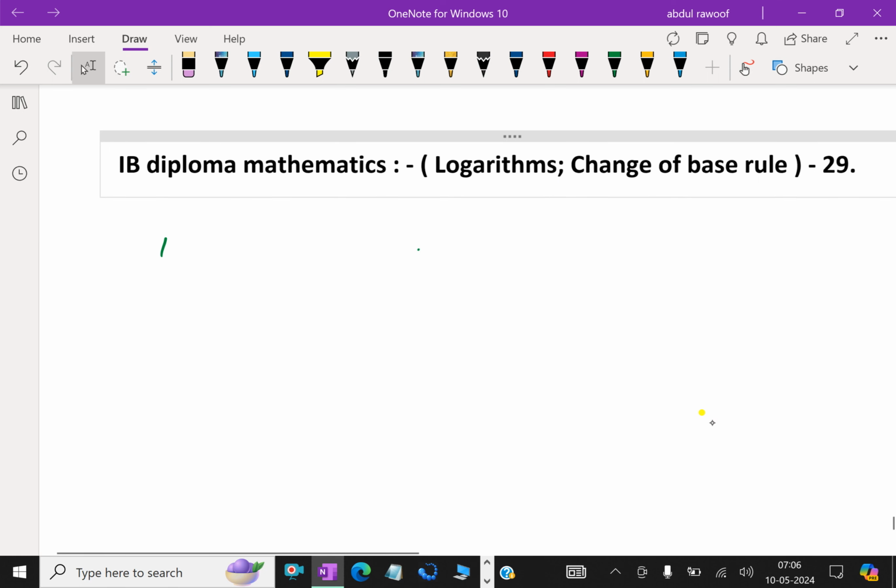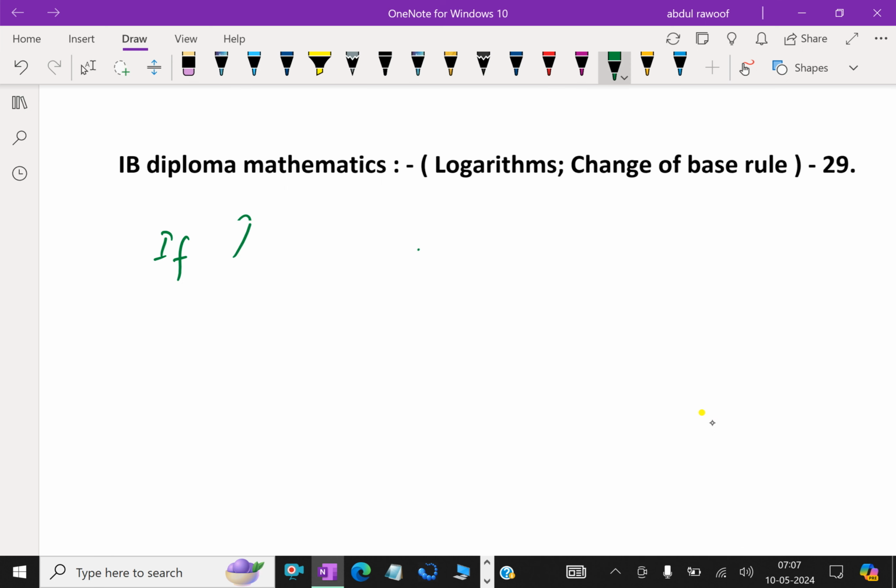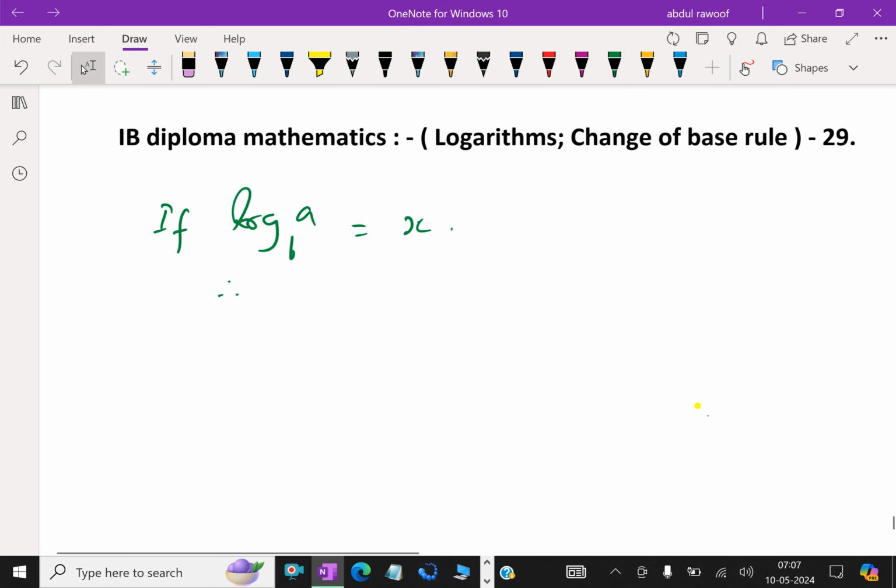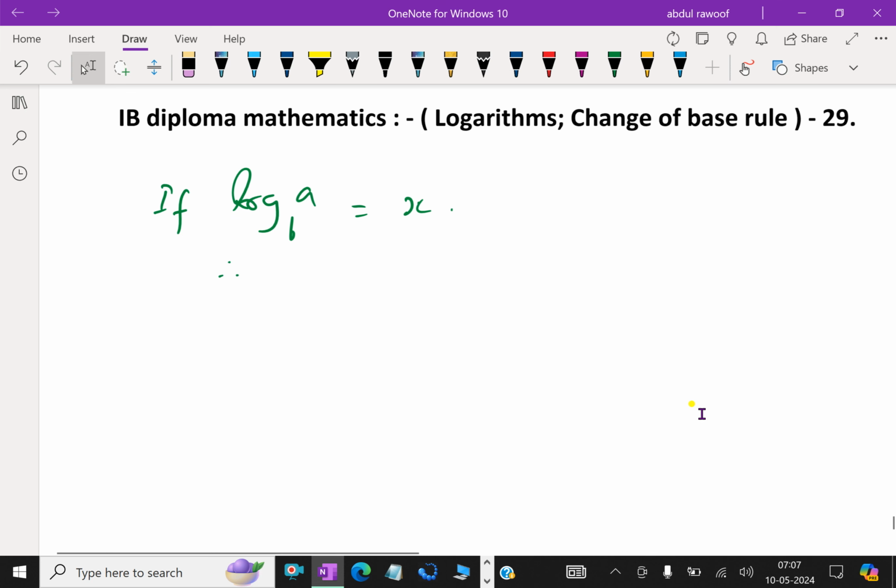If log a base b equals x, therefore you can say, now we are introducing a new base c, that is log b power x base c equals log a base c.